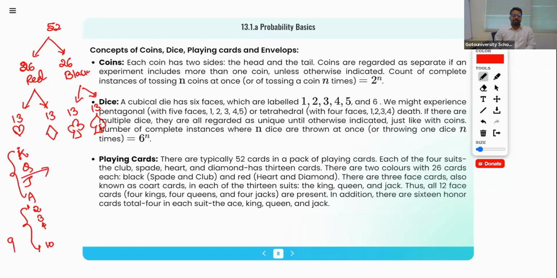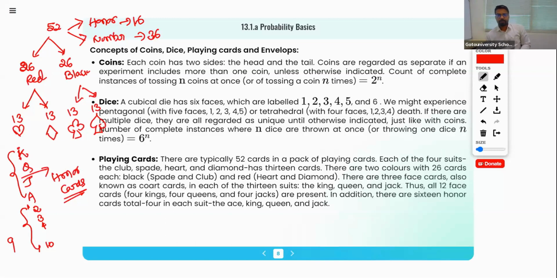They are called face cards, or generally we call them honor cards. So that means I can further classify these 52 cards as honor cards as well as numbered cards. How many numbered cards are there? 9 into 4, 36 numbered cards, and then 16 honor cards. All these are important for us to solve the questions. And what you should know is there is no red spade or black heart, black diamond, or red club. They are not possible, right?